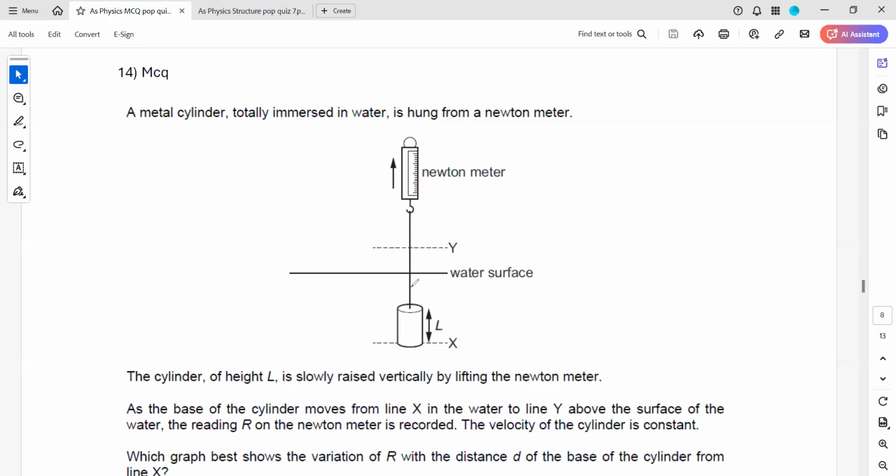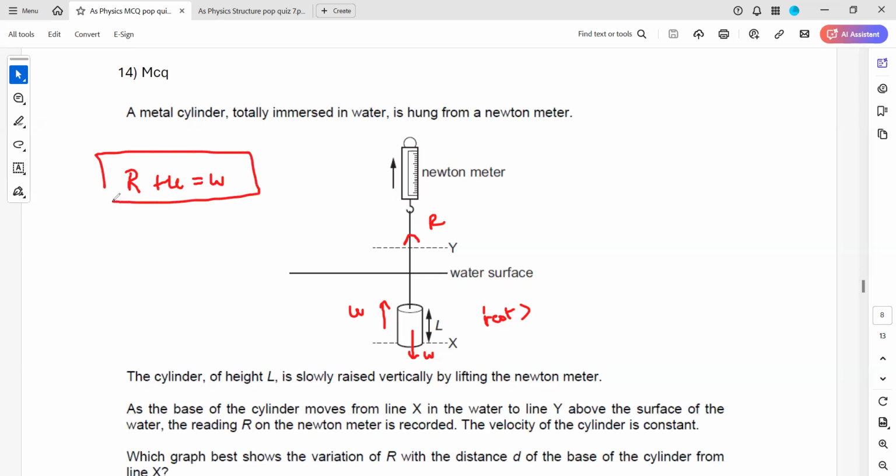So for this question, when we consider the forces, the weight is acting downward when it is at rest, when it is not moving. The force of the Newton meter, we call R, is there, and there will be an upthrust U. When it is stationary, R plus the upthrust will be equal to W.